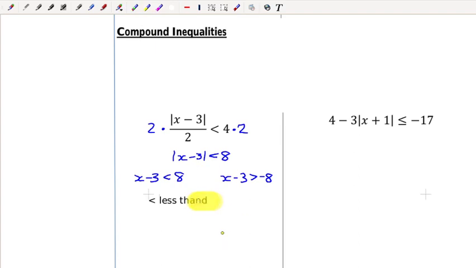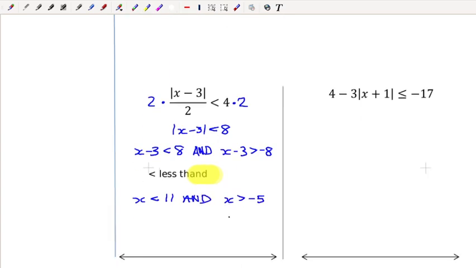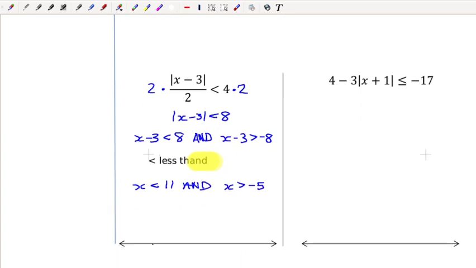Less than, we kind of made a play on words, is going to be an "and" inequality. So when we start out with a less than in our original equation, we're going to have an "and" in between our two inequalities. And then from there, we just solve like normal. So we're going to add 3. So we've got x is less than 11. And add 3, x is greater than negative 5. And those, again, have an "and" between them, and we can graph that on here.